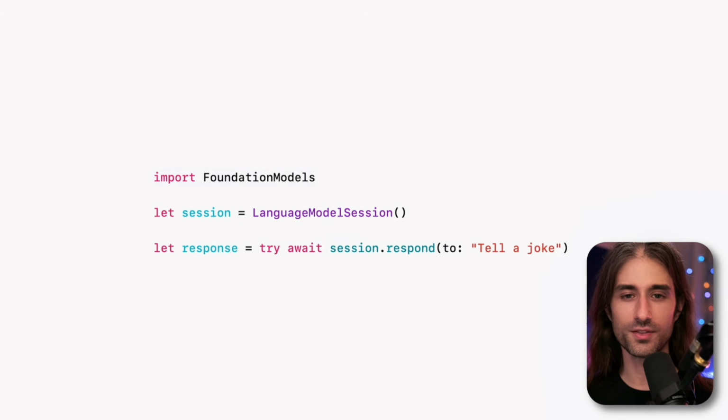Then you create what's called a language model session. I guess it's the equivalent of opening a chat window with ChatGPT on your browser. And then you make a call to the model. So you use the method respond on the session and you give it your prompt as an argument. You have to mark it as await because even though it's not running over the network, it still takes some time to run and you probably don't want to block the UI of your app while the model is reasoning. And you also need to mark it as try because it can fail.